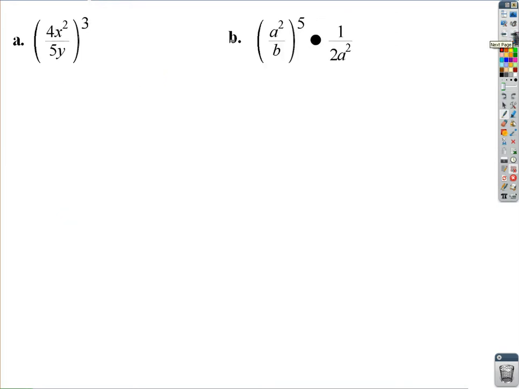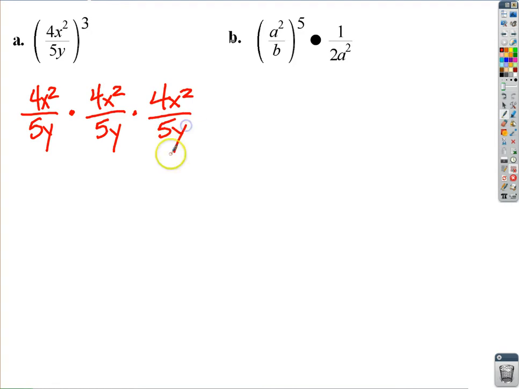Okay, a little bit more challenging, but why don't you pause the video and try to do this one? Okay. All right, let's take that same idea before that we did and say each piece here, right? Well, let's just do this. Let's say 4x squared over 5y, right? And this is going to be, whoops, let's get rid of that. That's kind of nasty looking, okay? Times 4x squared over 5y times 4x squared over 5y, okay?